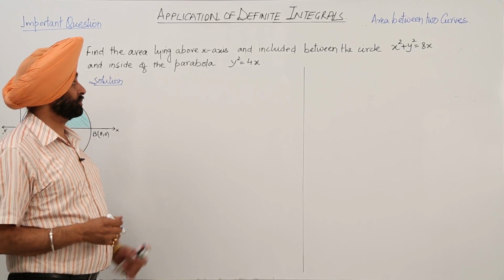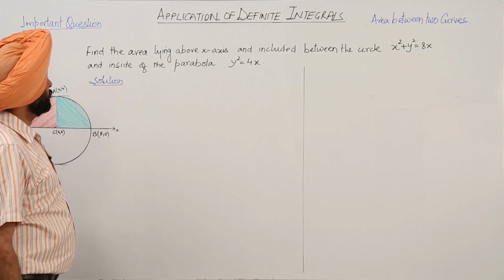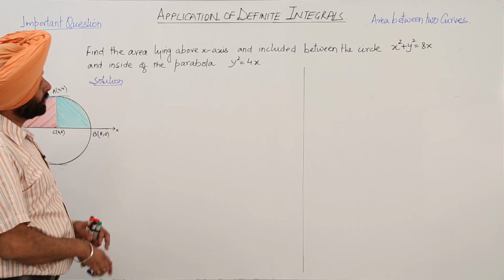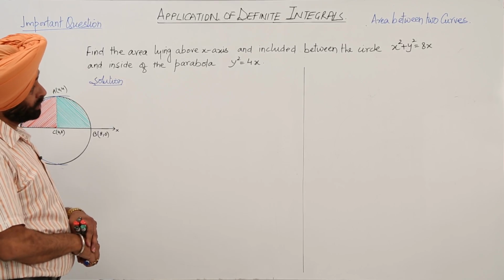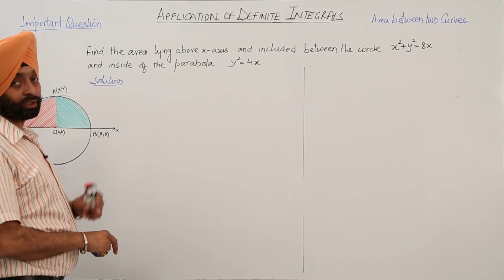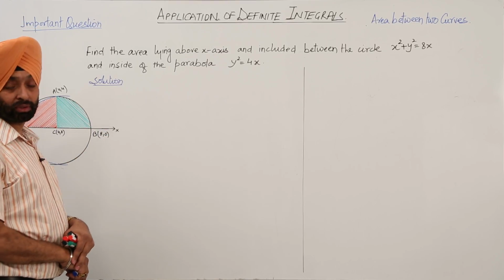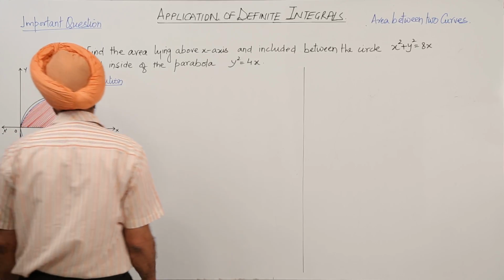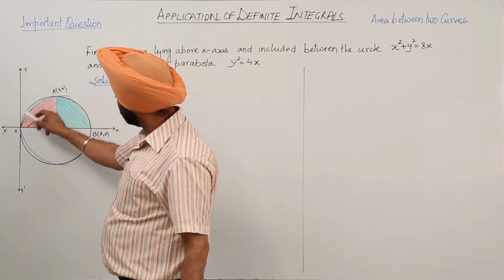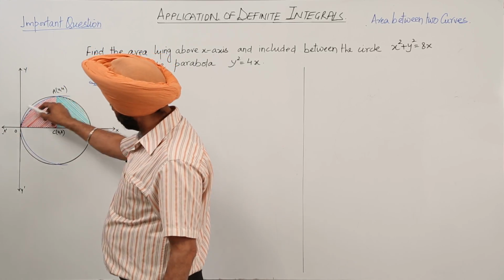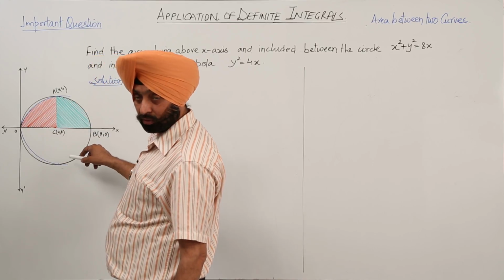A very important question. Now the question is, find the area lying above the x-axis and included between the circle x square plus y square is equal to 8x and inside of the parabola y square is equal to 4x. Now I have drawn a figure here. This is a circle, this is a parabola, okay.